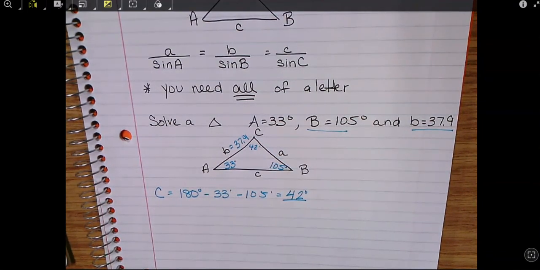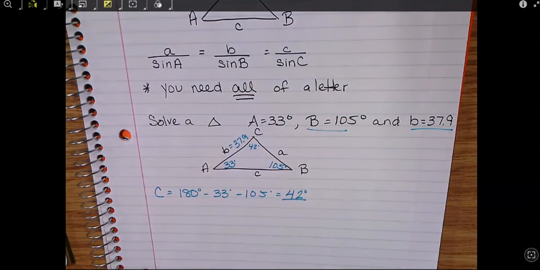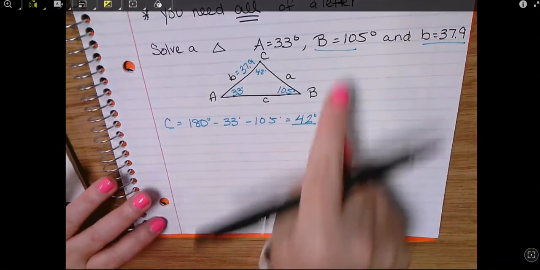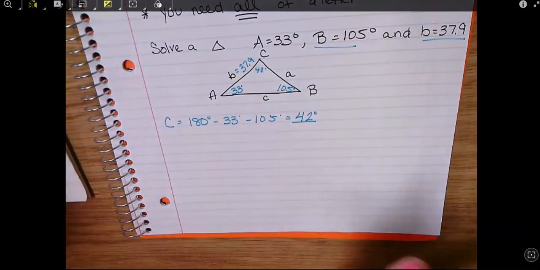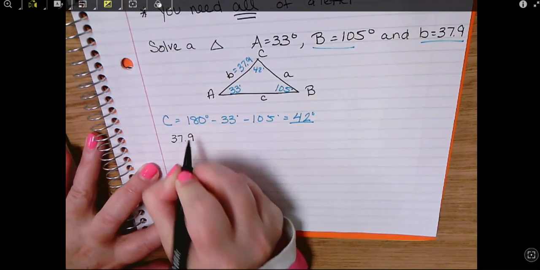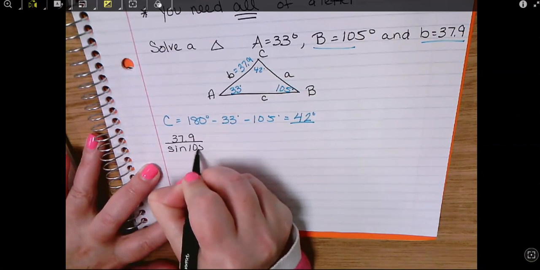Make sure you don't draw your triangle too small, because sometimes if you draw it too small, it gets cluttered. Now we have little b and big B, so I'm going to start off half of my problem. It's 37.9 over sine of 105.